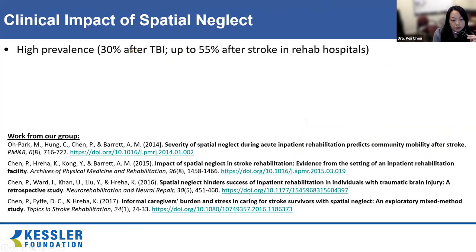I don't have time to go into TBI research. If you're interested, you can look at this. I published something on TBI as well. So it's also quite high prevalence after TBI.